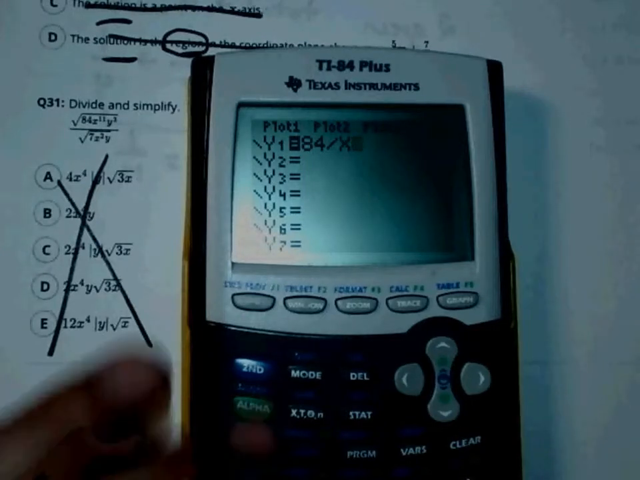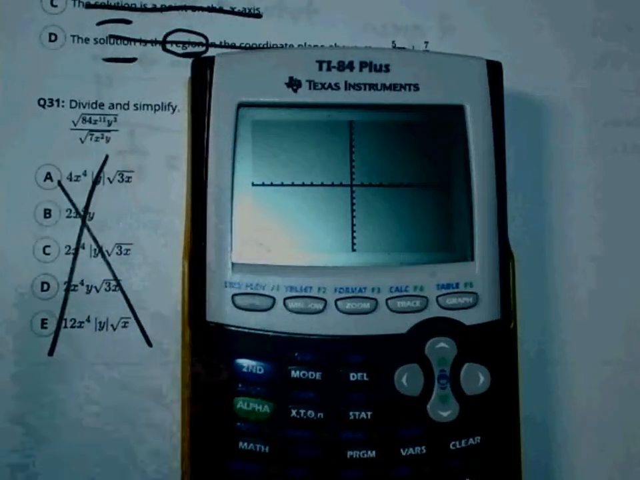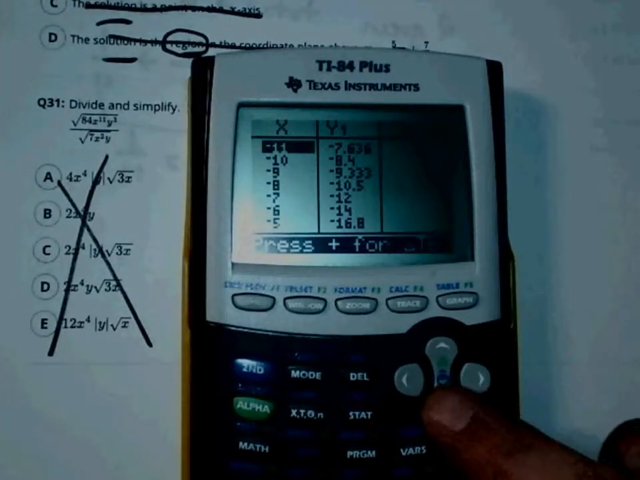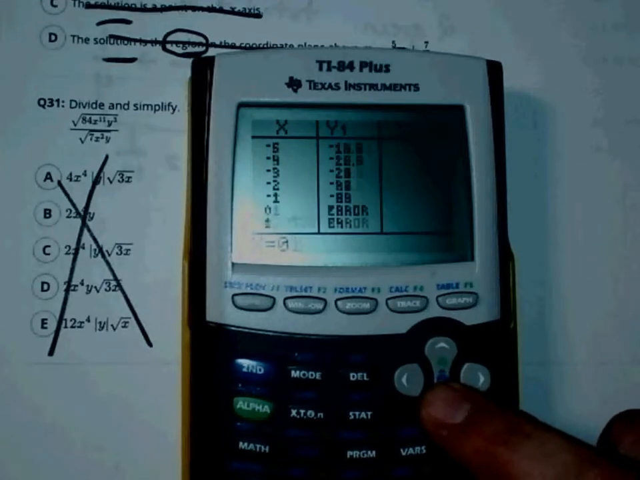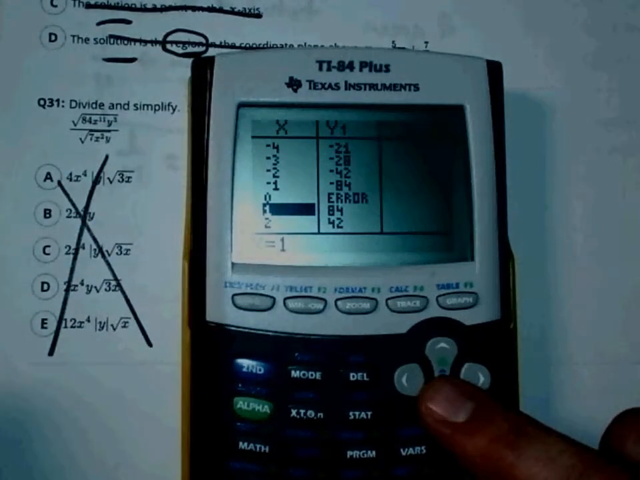When I do this, I can go to the table. We don't care about the graph, so I go second table, and I have numbers that I plug in to get the factors of 84. Like 84 divided by 1 is 84. Why does it say error on 0? Because I can't divide by 0. That's undefined. Remember we did that earlier?